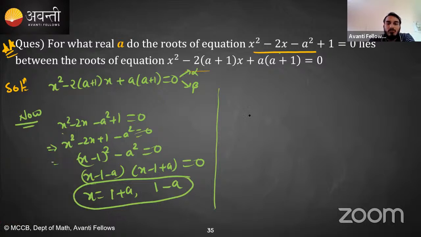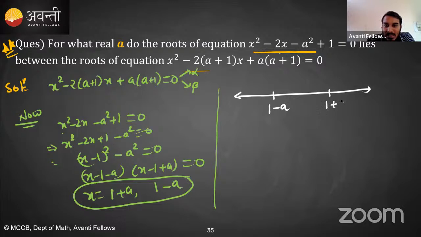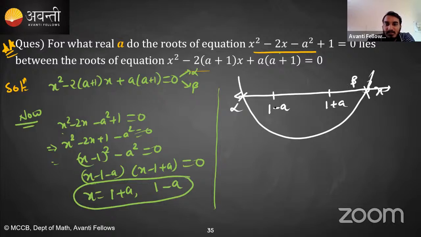So now what we need to do? The question is saying that the roots of this equation, 1 minus a and 1 plus a, should lie between the roots of this equation, alpha and beta. Let's say one of the roots is alpha, another root is beta. So the question is saying that the roots 1 minus a and 1 plus a are lying between alpha and beta. Yes or no? Is this clear? So this is the required condition.